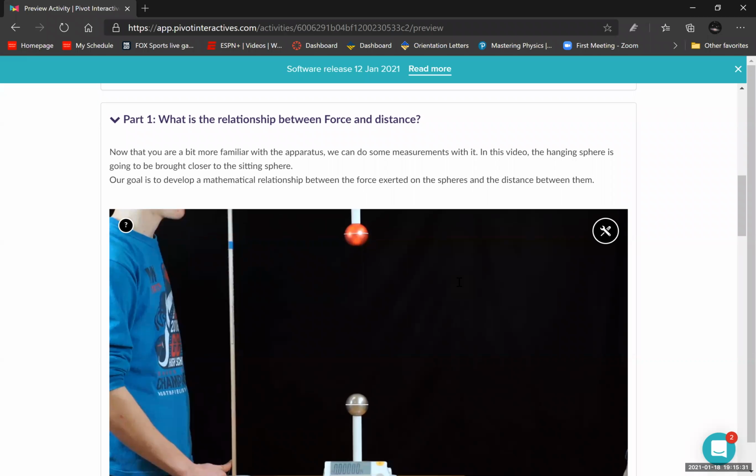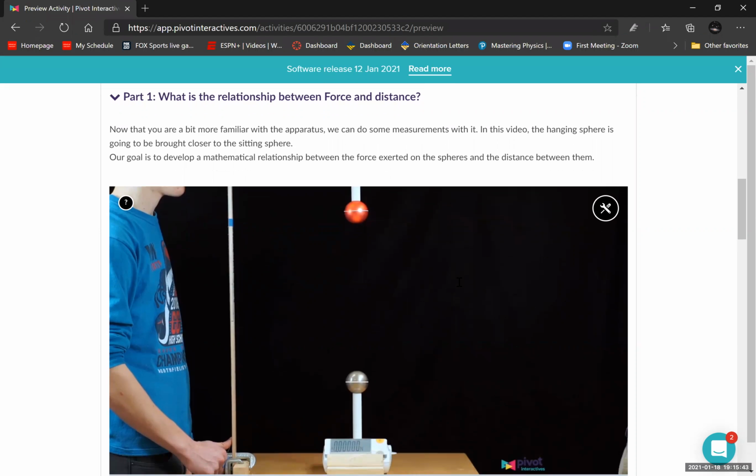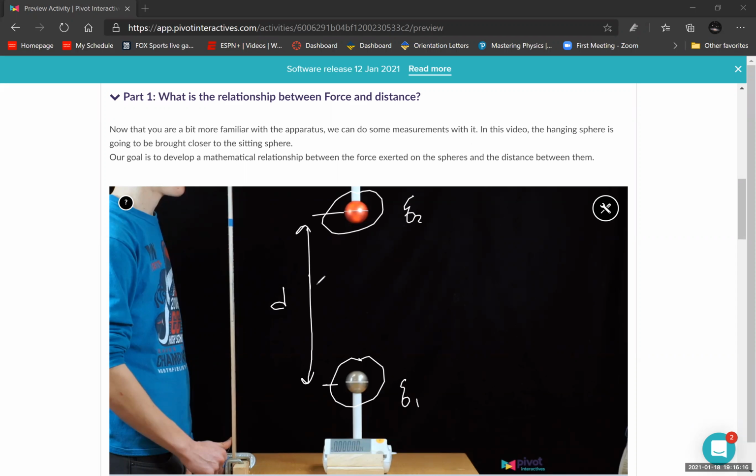So for example, let's look at this lab. All the Pivot Interactive labs are a video of an experiment that allows you to change some of the settings. In this experiment, you can see you have two spheres, one sphere connected by some kind of string, and another sphere. I can say that this is my Q2, and here is my Q1. Those are my two charges. From center to center, there's going to be a distance D. So that's the distance D between those two spheres.